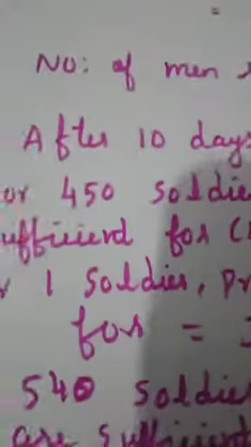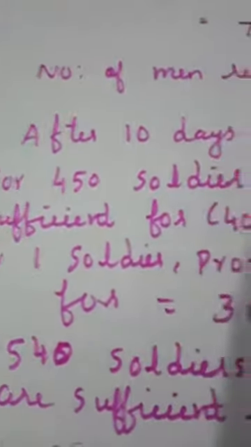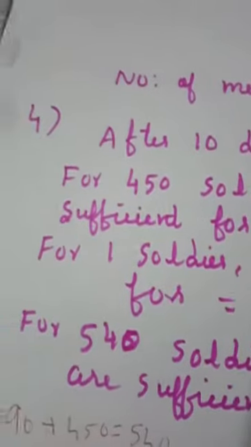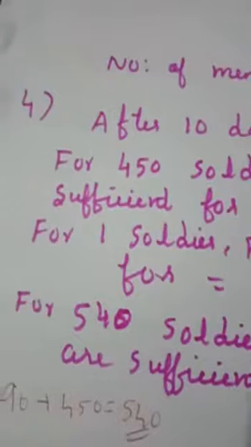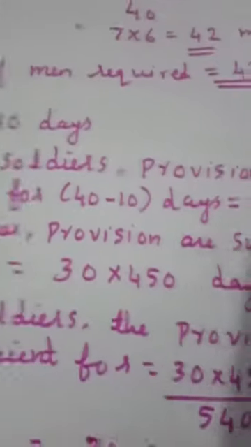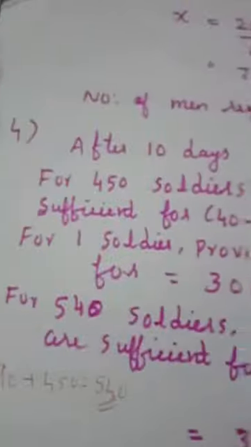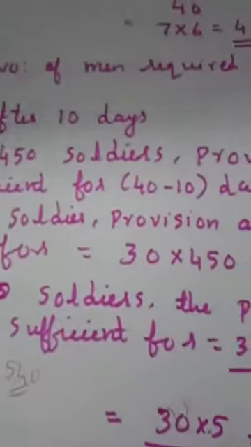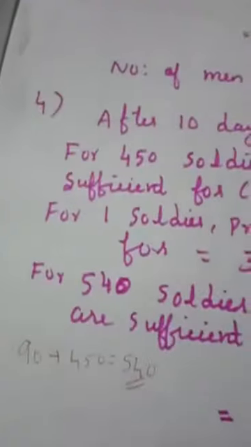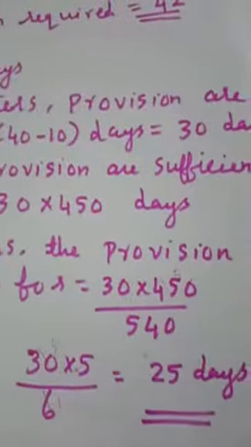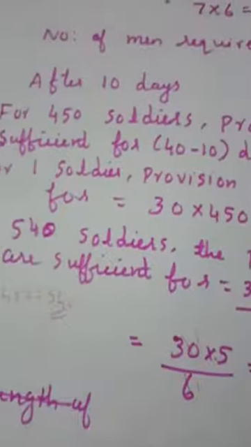The provision is for 450 soldiers for, sorry, 40 days. So after 10 days, now there is only for 30 days. 40 minus 10 is 30 days. So for 450 soldiers, provisions are sufficient for 40 minus 10, that is 30 days. Then for one soldier, provisions are sufficient for 30 into 450.